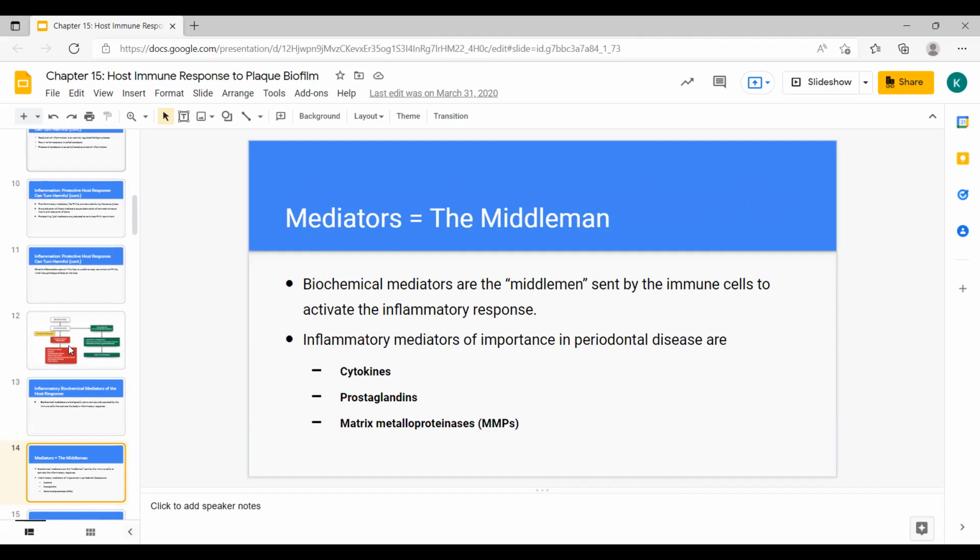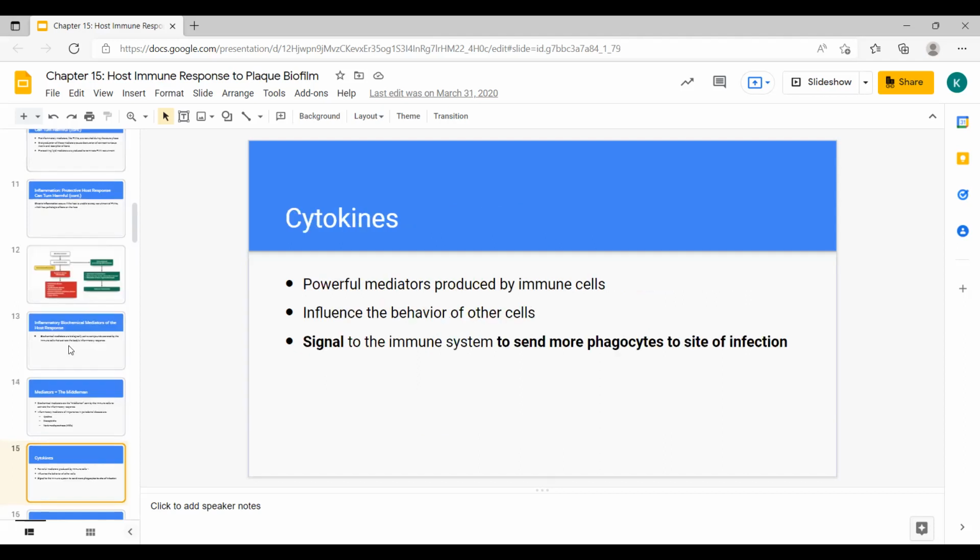Like we talked about in the last slideshow, the inflammatory mediators of importance in periodontal disease are cytokines, prostaglandins, and MMPs, okay? Make a flashcard with that on it. It will be a test question. It will most likely be a board question. Understanding the 3 interleukins and the TNF alpha, really understanding those is very important.